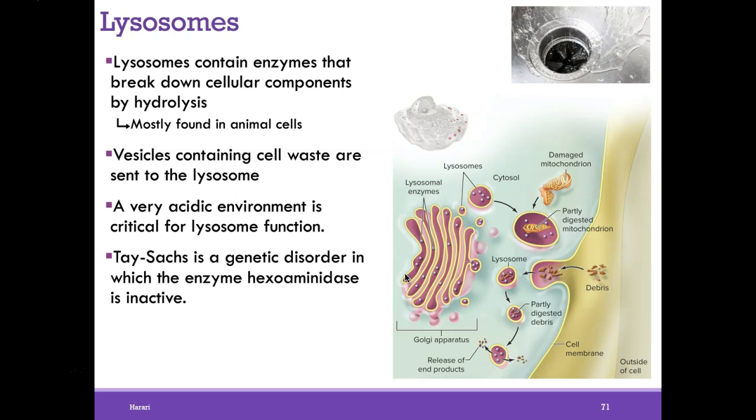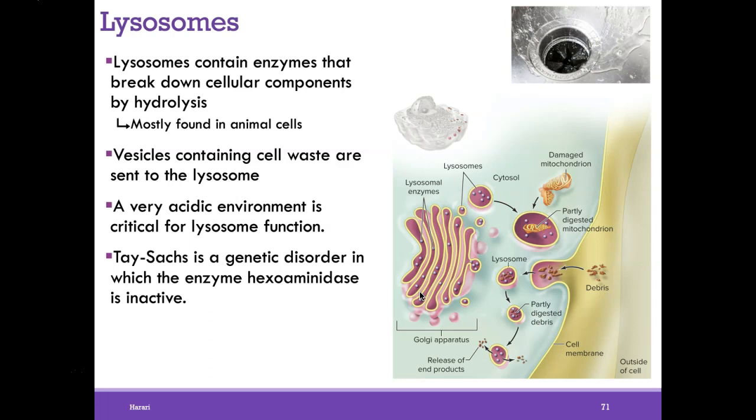Tay-Sachs disease is a genetic disorder in which the enzyme hexosaminidase A is inactive. So if a lysosomal enzyme is inactive, that means it can't break down certain lipids. And what then will happen is lipids will accumulate in neurons, almost like a backed up garbage disposal, right?